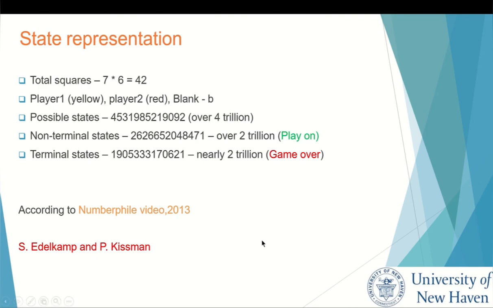Out of the 4 trillion states, we have non-terminal states, over 2 trillion, which are considered play-on, which means keep playing the game. Coming to terminal states, we have nearly 2 trillion, which are game-over states, where you either win the game or completely draw the game. This is all about the state representation of the Connect-4 game.